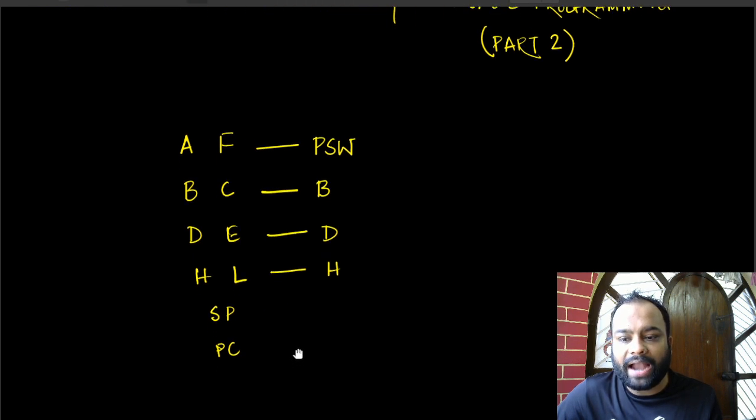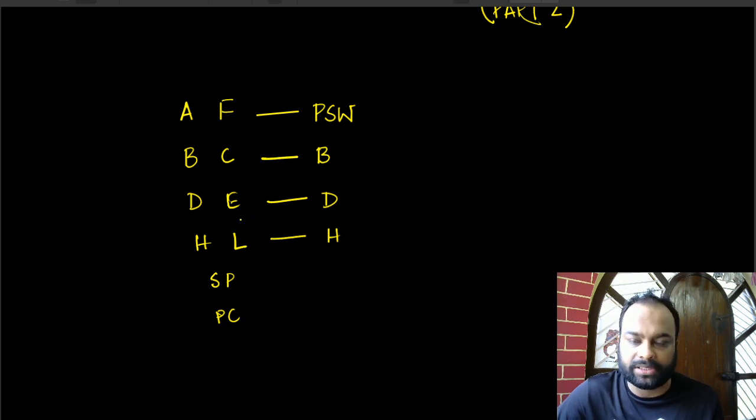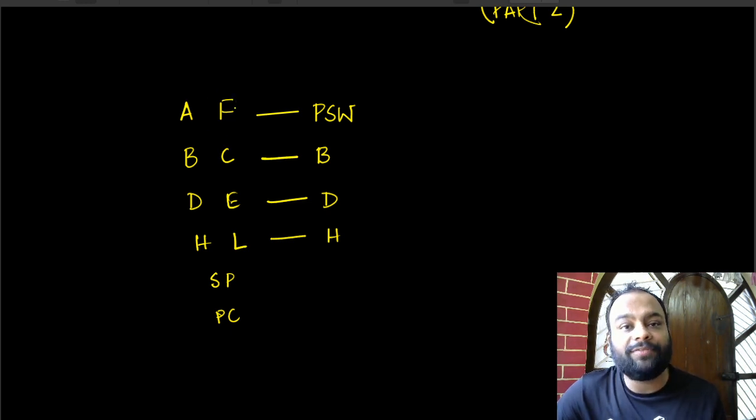Apart from that, these registers often have certain different purposes. For example, the accumulator has the purpose of keeping the result of arithmetic operations, 8-bit arithmetic operations. The flag keeps the status of the last executed instruction.